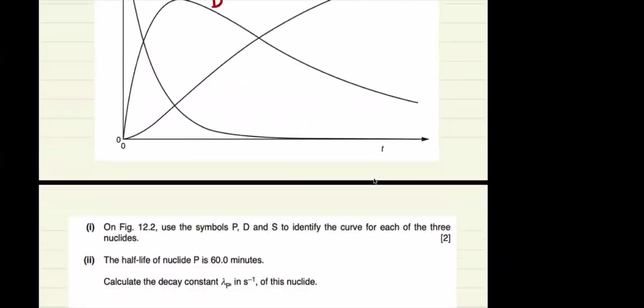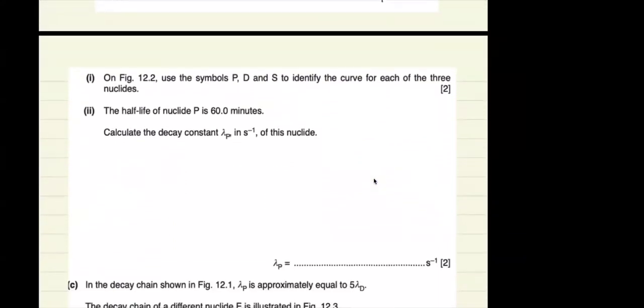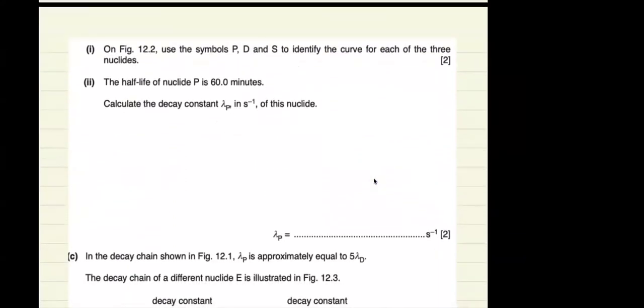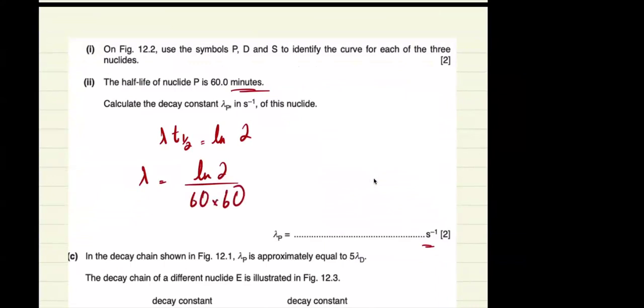Right? Half-life of the nuclide is this, calculate decay constant lambda P. This is also very easy, honestly. So lambda T half is ln2. So you just rearrange. This is 60 minutes. This is asked in seconds. So you just take this in seconds as well. So ln2 and 60 times 60. This would be your lambda.